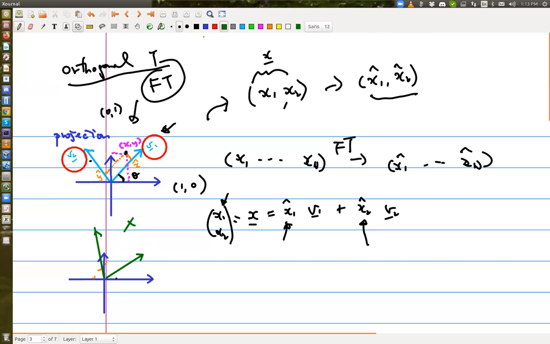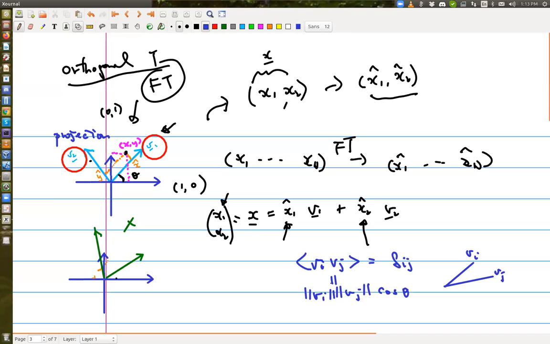And also I can assume V1, V2 are all normalized. Therefore, for Vi and Vj, if I consider the inner product, it will simply be equal to delta ij. For you guys, if you don't remember what the inner product is, you should have seen that before. It's the norm of Vi and the norm of Vj multiplied by cosine theta, where theta is the angle between these two vectors. This is Vi, this is Vj, right?